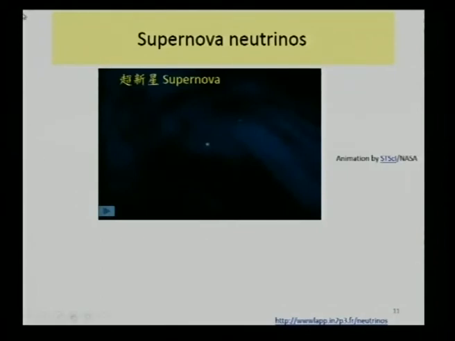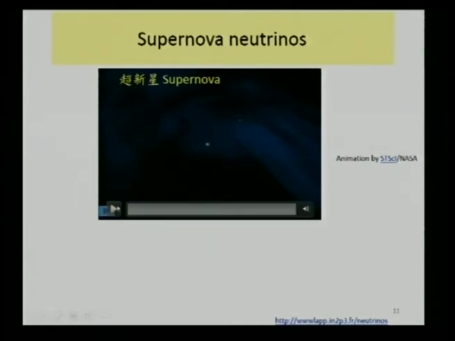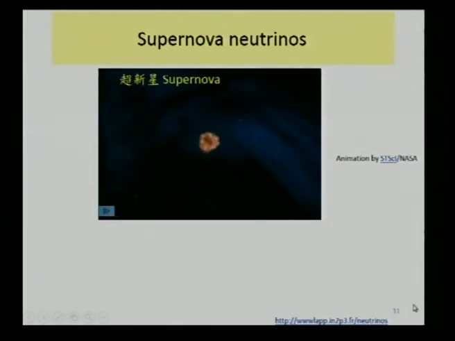Other than stars, another major source of neutrinos are supernovae. Okay? So supernova is an exploding star. We believe that all stars with mass a few times that of the sun, when they die, they will have to explode. Explosion is a very violent event, so that the star would become very bright for a brief duration of time. So this is just an animation of that.